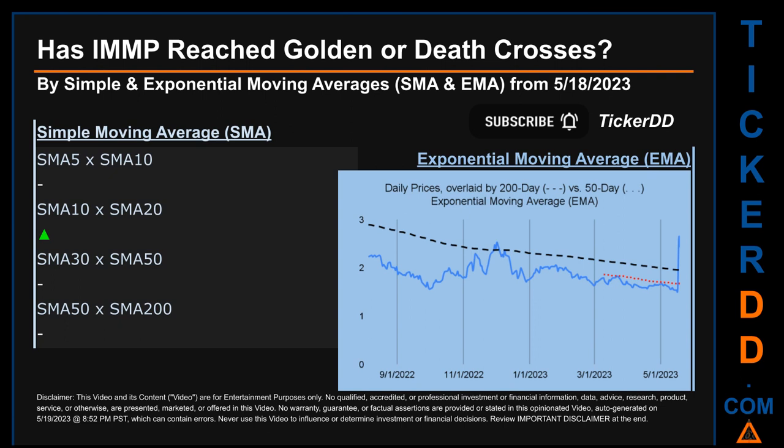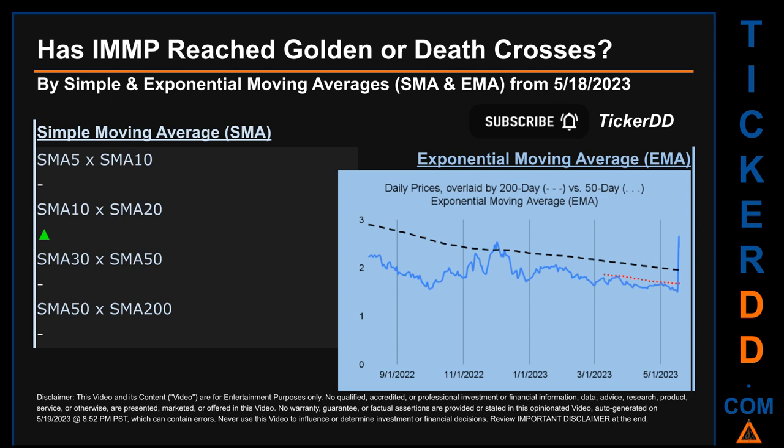Has IMMP price reached golden or death crosses? Golden cross and death cross are basic signals that compare average prices across two specified trade day ranges, a short-term versus a long-term range. For example, 5-day versus 10 trade days. Essentially, a golden cross is a bullish signal. It appears when a ticker's short-term moving average crosses above its long-term average. Vice versa, a death cross is a bearish signal when the short-term crosses below its long-term moving average.